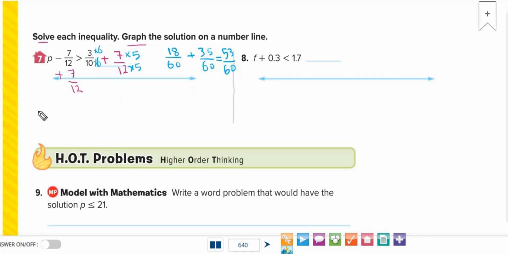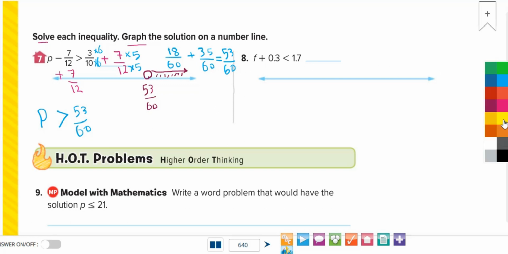So at the end, it will be b is greater than 53 over 60. How can we graph this one on the number line? You plot a point, any point anywhere on the number line. Let's make here a dot that is an empty circle, and let's say that this number is 53 over 60. And going to the right, shade all numbers to the right.